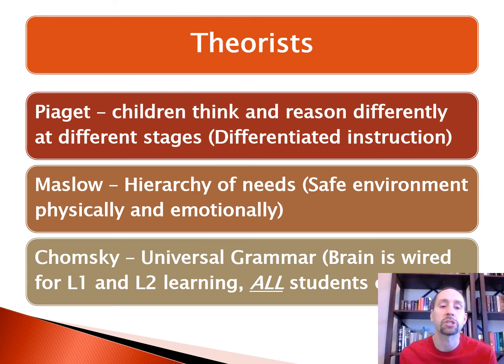Okay. Coming up next is Chomsky, Noam Chomsky. He developed the universal grammar idea, where the brain is wired for learning a first and consequently a second language. And the main takeaway here is that all students are capable of learning a first language and a second language. So some students might have a disability of some sort, but they can still learn a language, maybe not at the same pace as advanced students, or maybe they need more scaffolding. But the takeaway here is that all students can learn a second language.